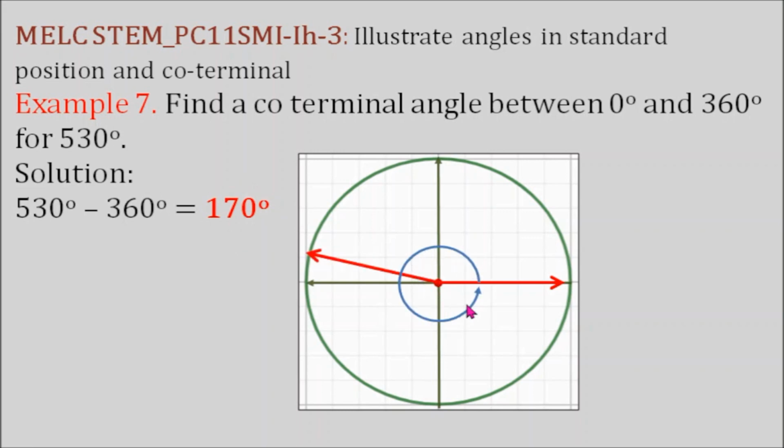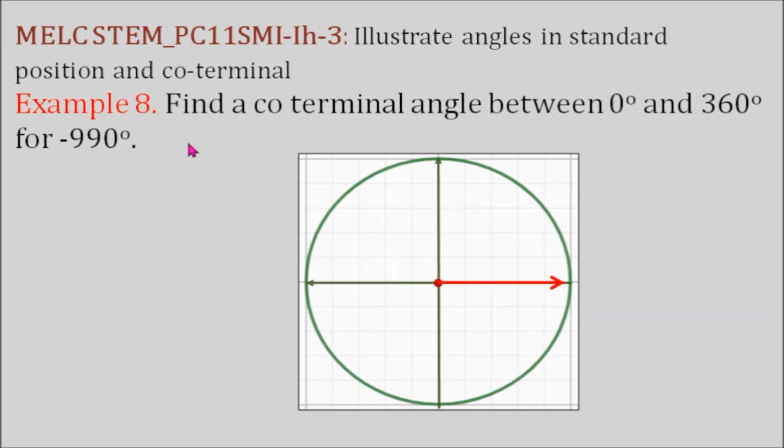One complete revolution is 360. And because it's 530, we need 170 more. So this is one complete revolution plus 170, that's 530 degrees. And this means the angle from here to here is 170 degrees.